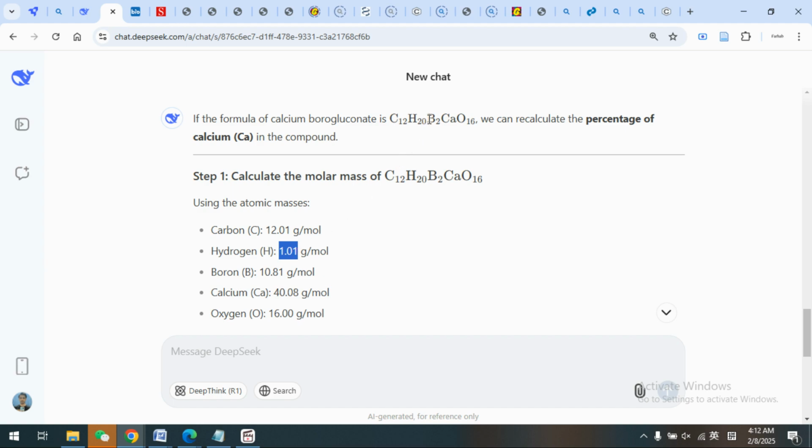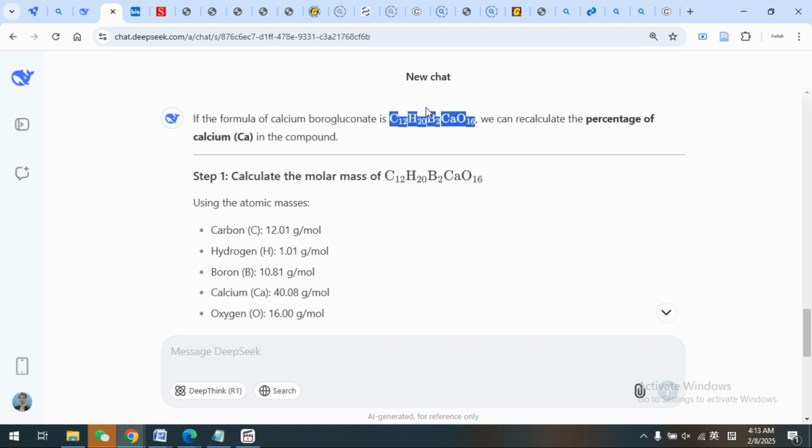And boron's atomic mass is 10, so we will multiply 10 by 2. Calcium is 40, multiplied by 1. Oxygen has 16 atoms over there, so we will multiply 16 by 16, because the atomic mass of oxygen is 16 and there are 16 atoms. Calcium 1 multiplied by 40, 10 multiplied by 2, 20 multiplied by 1, and 12 multiplied by 12. It will give the molecular mass of that compound.